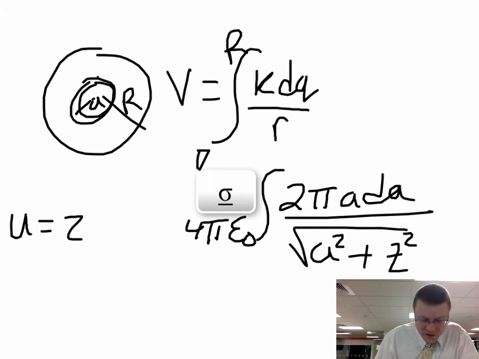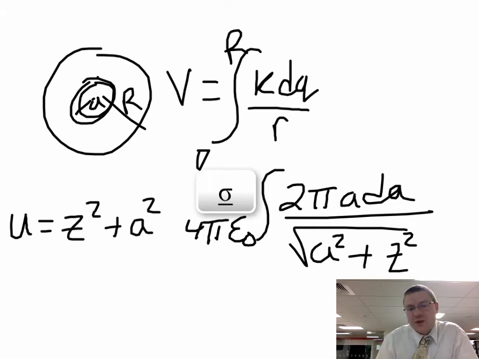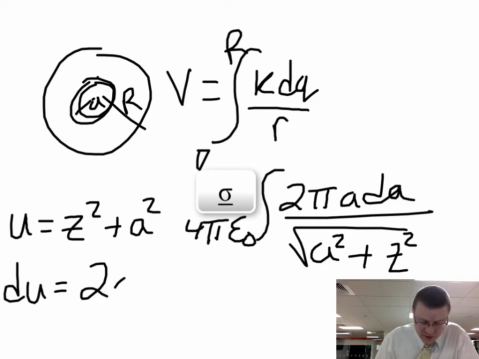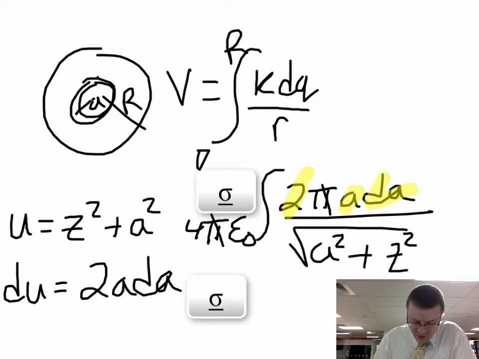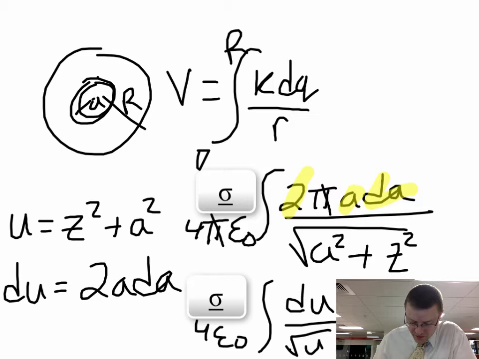We'll make u equal z squared plus a squared. So u is going to replace everything in that square root down there, and that means that du ends up being 2a dA. 2a dA can be replaced in my equation over here, like 2a and dA. That means I can knock out the pi, and I don't need that. That leaves me a 1 over 4 epsilon 0 integrating du over the square root of u.